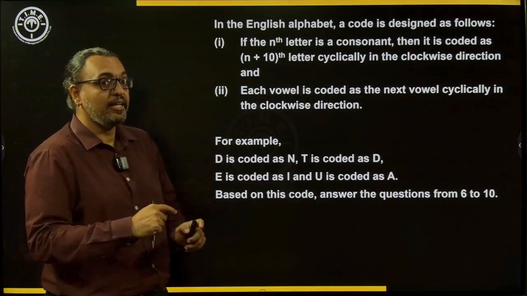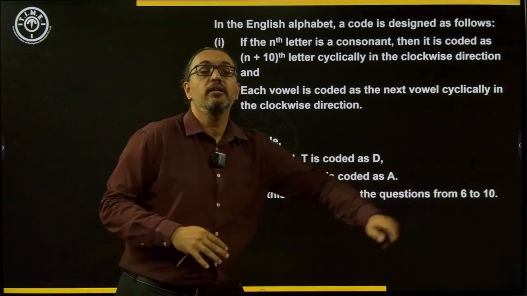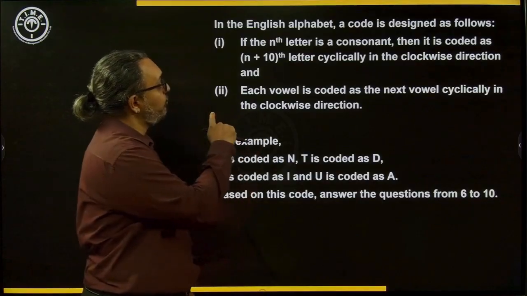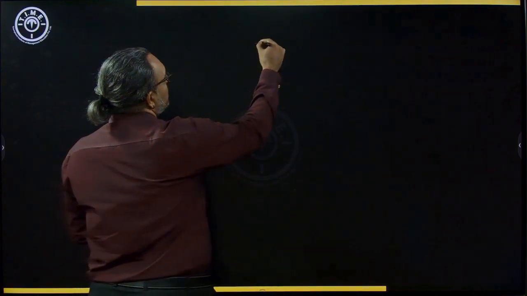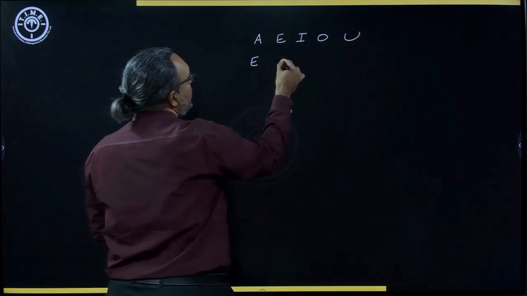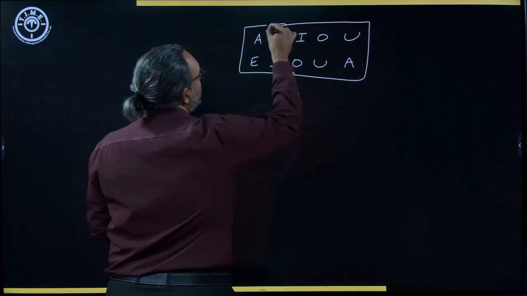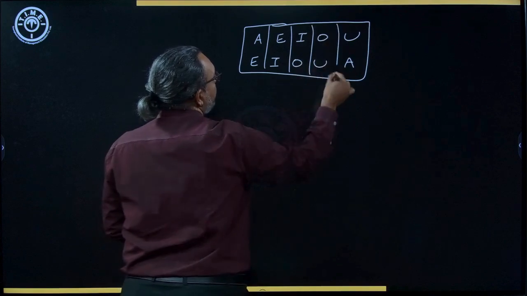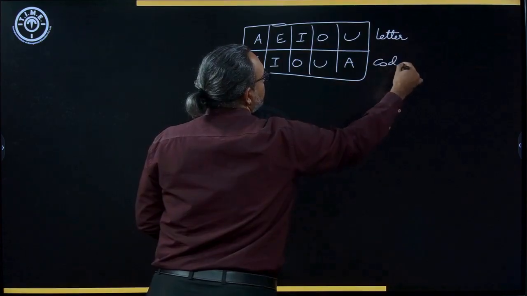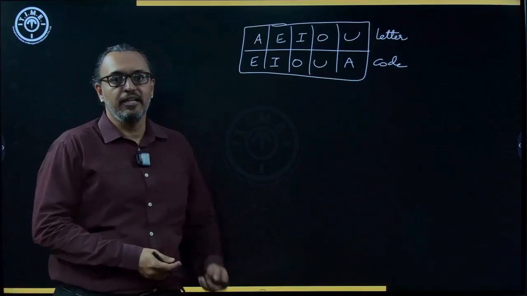So now we create a table first so that we know what letter and what code is used, so that we can answer all the 5 questions at a time. Okay, so let's do that. So we take the vowels first. The vowels are A, E, I, O, U. So you will get E, I, O, U, A. So these are the codes. So we have the letter and the code for it according to the logic for vowels. Each vowel is coded as the next vowel cyclically.